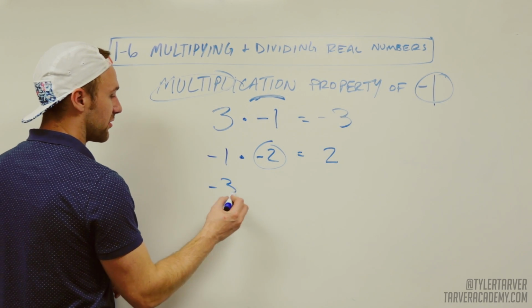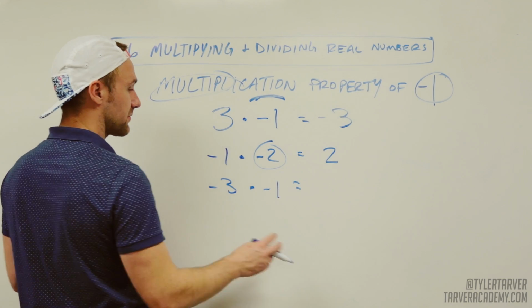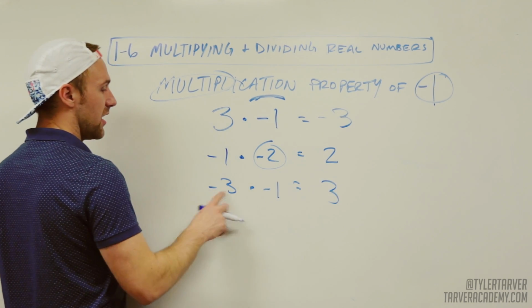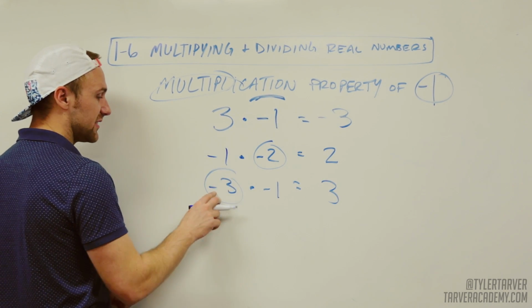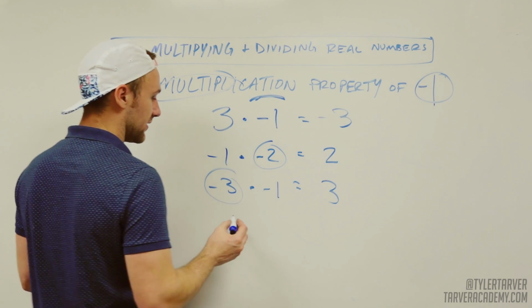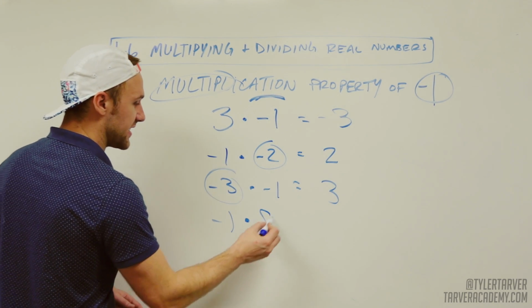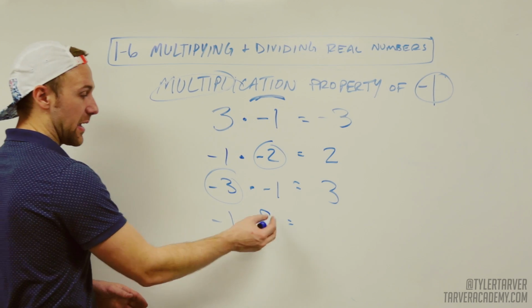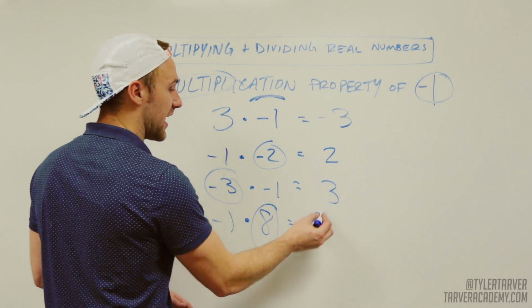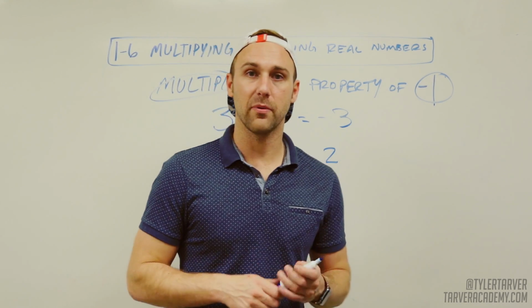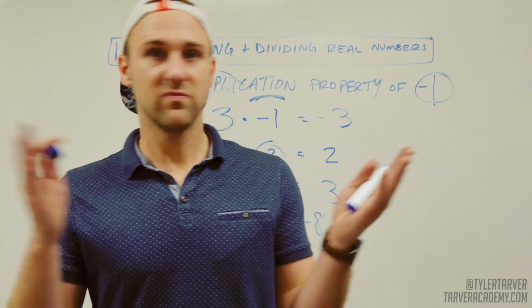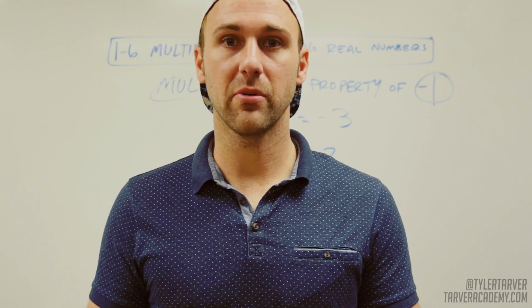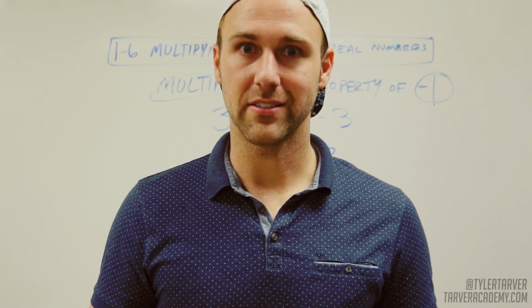So we've got -3 times -1. Still going to be 3, and that is going to flip the sign. That becomes a positive. Say -1 times 8. That's a positive 8. Now it becomes a -8. And that's the multiplication property of -1. You just flip the sign. Take the same number, flip the sign. That's it.